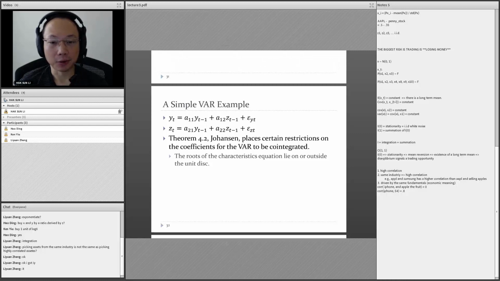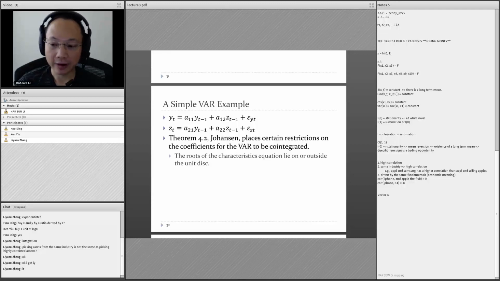In this book, it details the mechanics of doing co-integration, how to find beta, in a very detailed manner. But again, the mathematics is very involved, so we are not going to reproduce it here. What we want to do is provide you with a simple example that motivates what's behind the co-integration mathematics. So we start with a simple VAR example. VAR here stands for vector autoregressive.